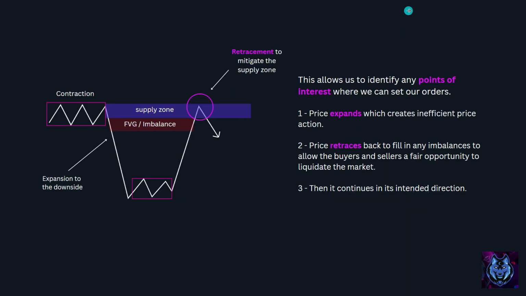Here's another example. We have this contraction phase, we have expansion to the downside, then we have this retracement back up to the zone to take out any imbalances, tap into the supply zone, mitigates it, and then carries on with its movement. This allows us to identify any point of interest where we can set our orders. Price expands, which creates inefficient price action. Price retraces back to fill in any imbalances, allowing buyers and sellers a fair opportunity to liquidate the market. Then continues with its intended direction.